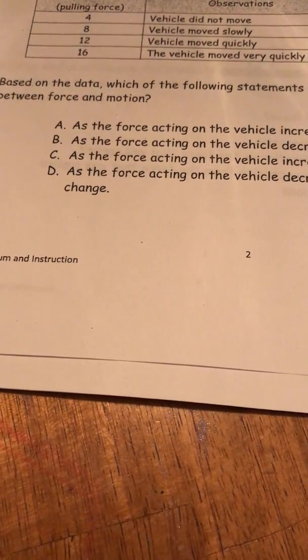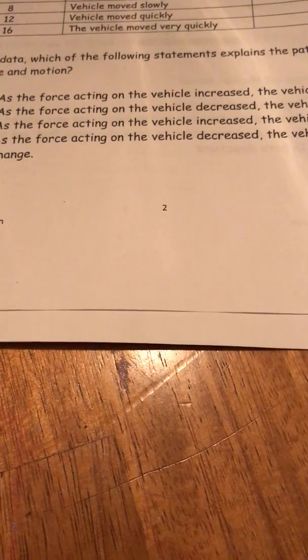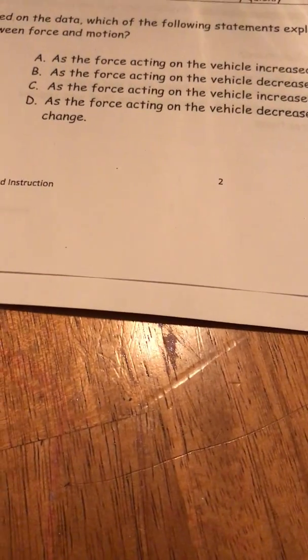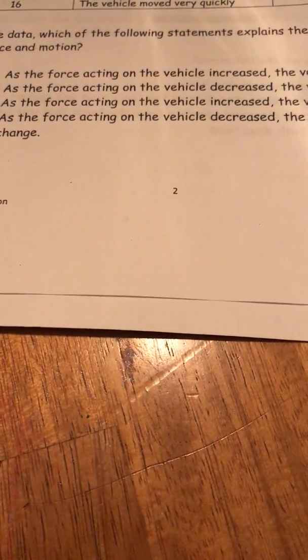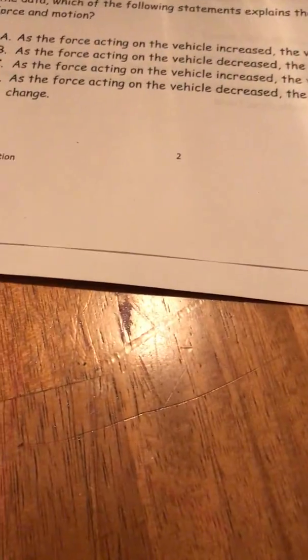A, as the force acting on the vehicle increases, the vehicle moved faster. B, as the force acting on the vehicle decreased, the vehicle moved faster. C, as the force acting on the vehicle increased, the vehicle moved slower. Or D, as the force acting on the vehicle decreased, the vehicle's motion did not change.